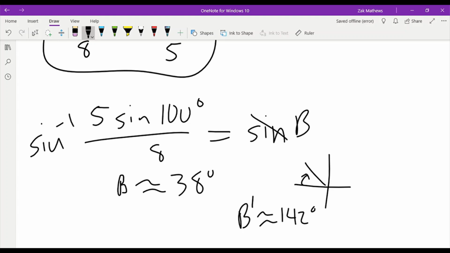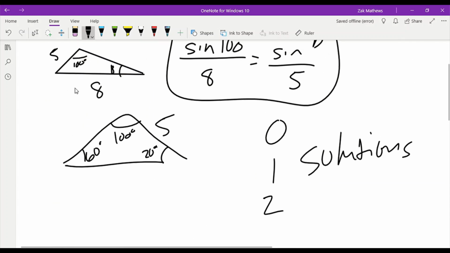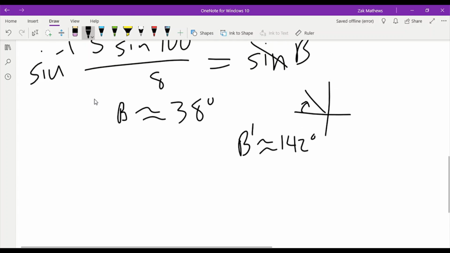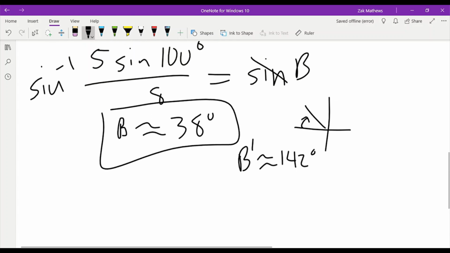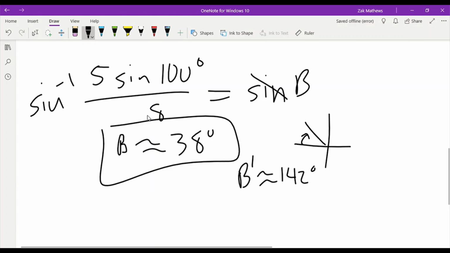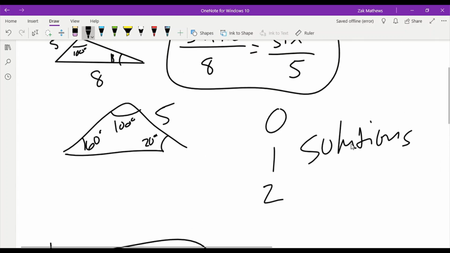That's also a possibility. But remember the picture of that one: that wasn't a possibility, because we knew that B had to be smaller than 100, because side B is smaller than the 8. Because we knew how the ratios worked there, we were able to limit it to just the one solution. B would have to be 38. So the reason that law of sines is a little bit easier is that the equation is just a little bit easier, but the reason it can be a little more difficult is that we can end up with 0, 1, or 2 solutions.